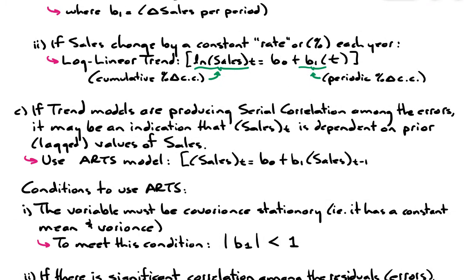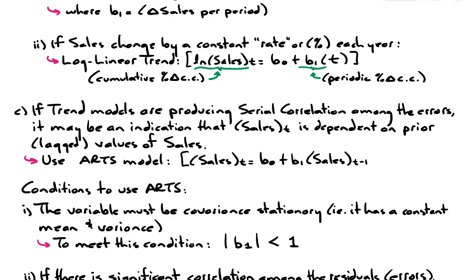Part C. So assuming that the analyst sets up a trend model, if she notices that the trend model is producing serial correlation among the errors, it may be an indication that sales in the current period is dependent on prior or lagged values of sales. So here's the storyline for part C.